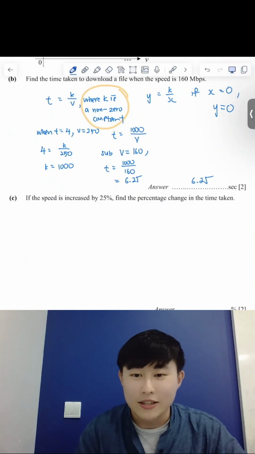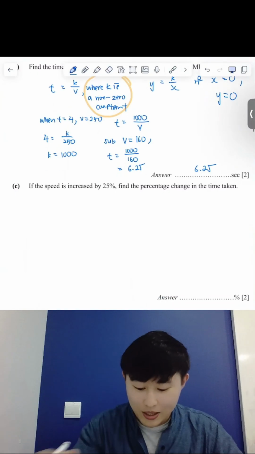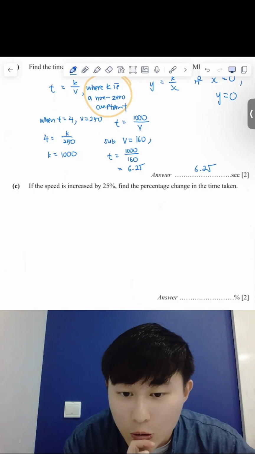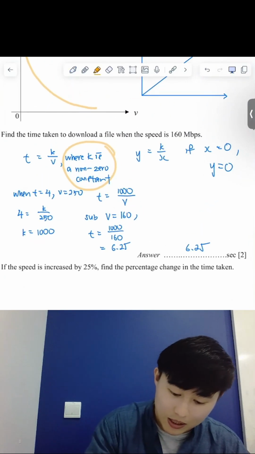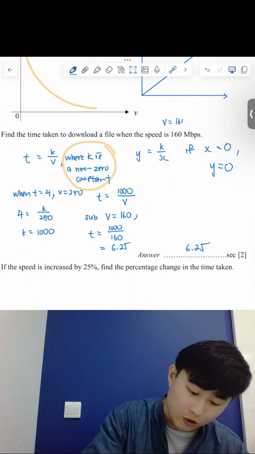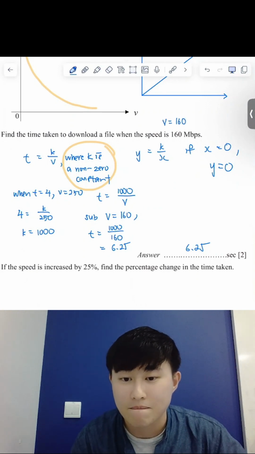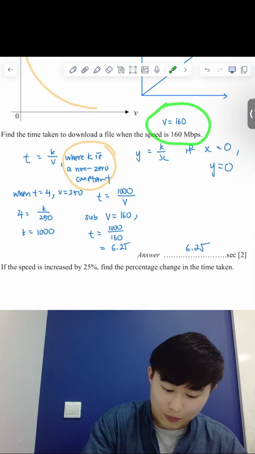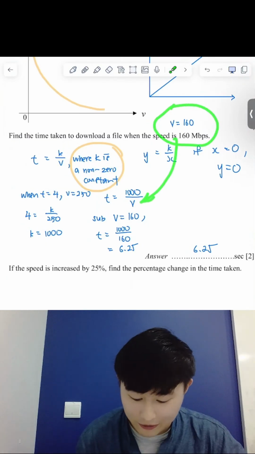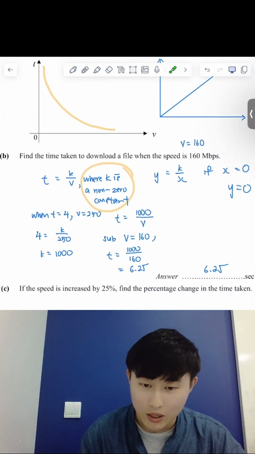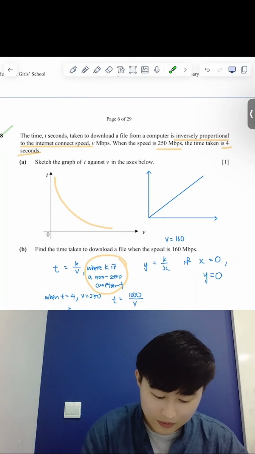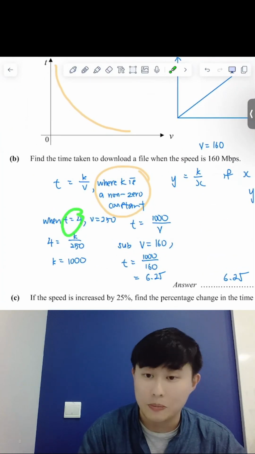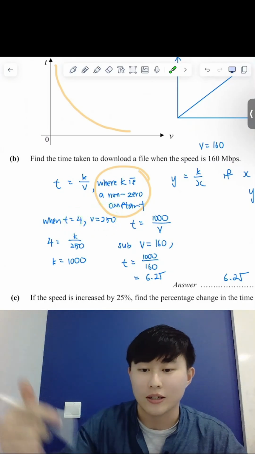Okay, let's continue. So this is the question that Cherise asked for. If the speed increased by 25%, find how do you know where to put in? Oh, because the speed is equals to this, so the v is equals to 160. So I put it inside here. Or do you mean my first equation? They told me time taken is 4 seconds, and the speed is 250. So time is equals to 4, speed is equals to 250. So you just need to go and match the values.